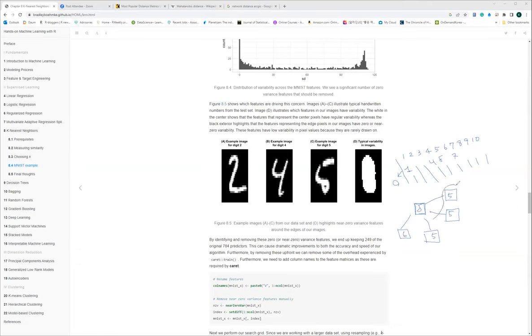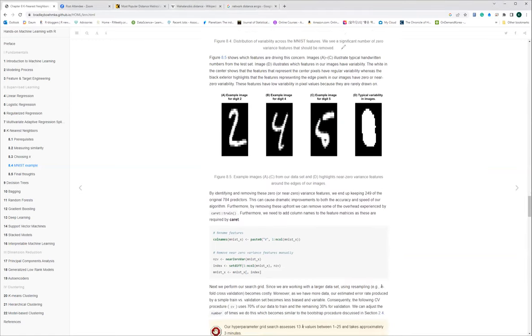Most of our nearest neighbors say 5. That means this one can be predicted as a 5, and then we can match it with our actual outcome for the 5. That's how we can predict the handwritten numbers based on the KNN nearest neighbors, okay? So this is the algorithm as follows.